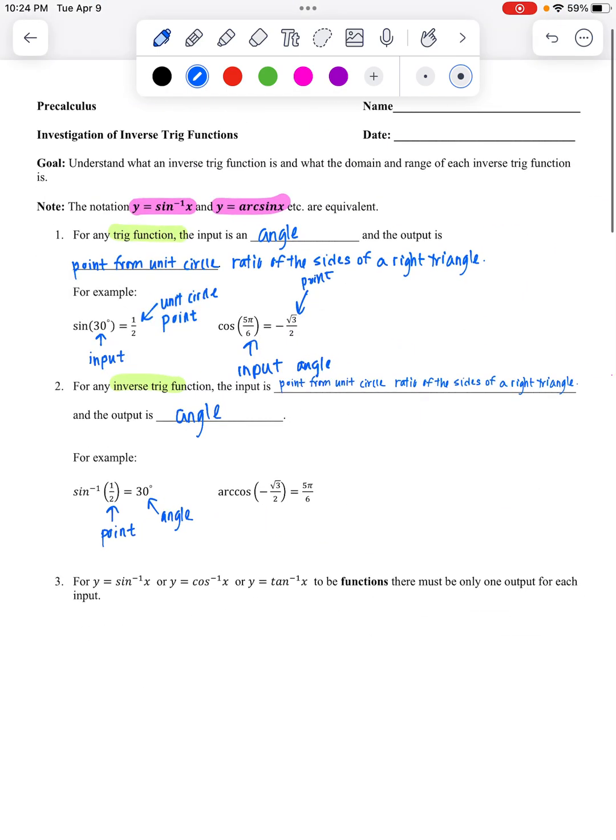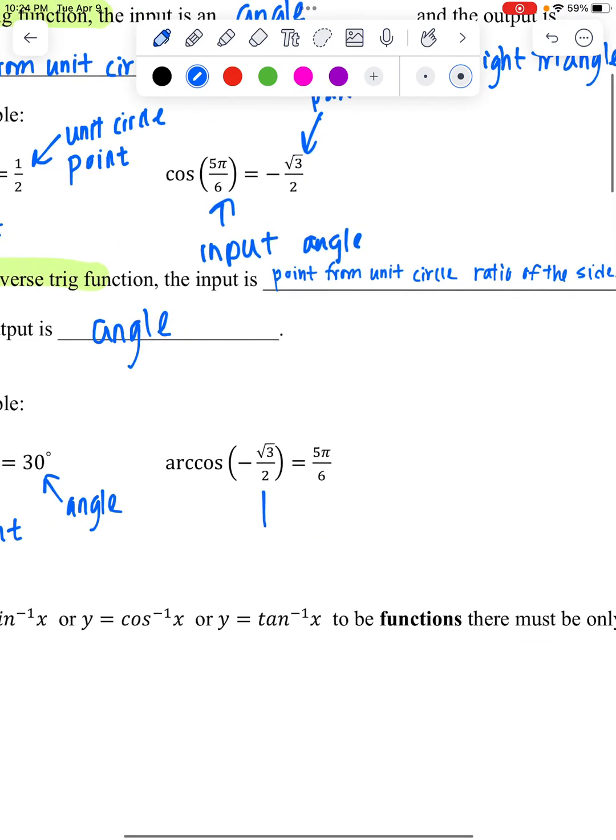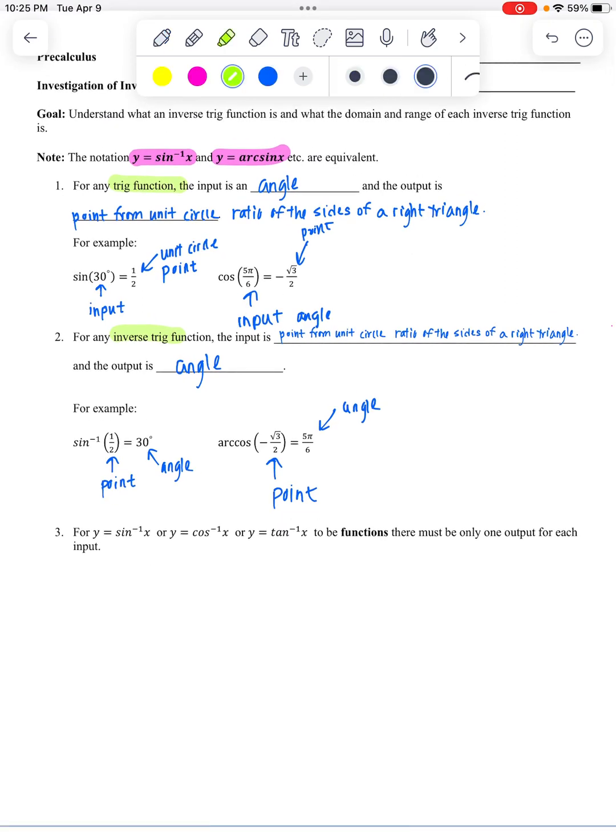And same thing for our cosine. Here we input the point, and we output the angle. So notice all it does is just flip-flops. Input point, input angle. Here we output angle. Here we output point. Here we input point. Okay, it flip-flops it.